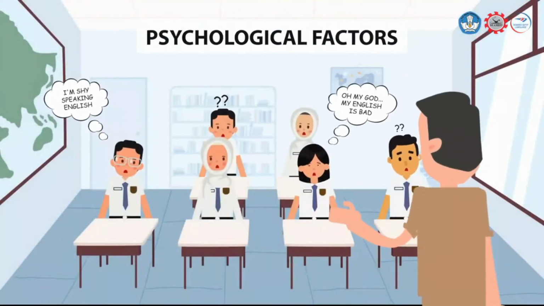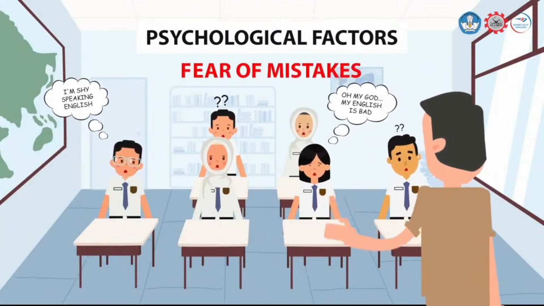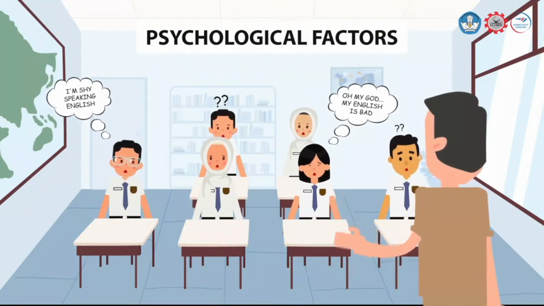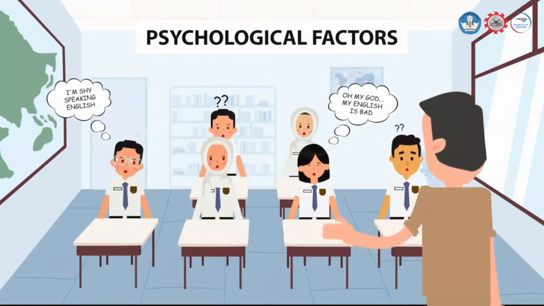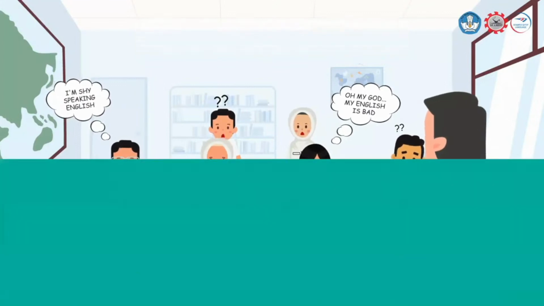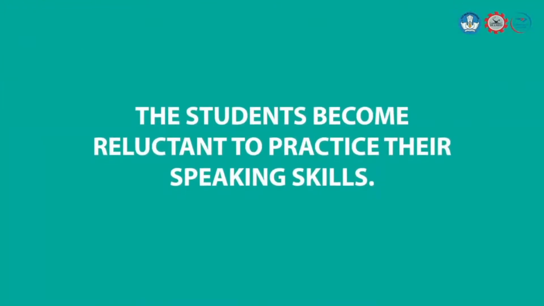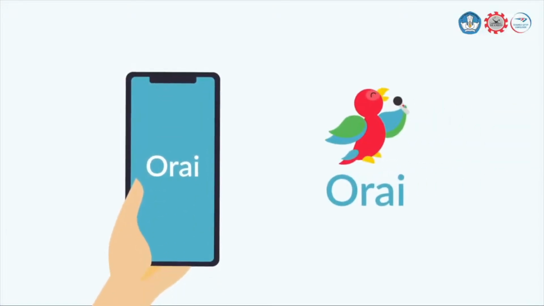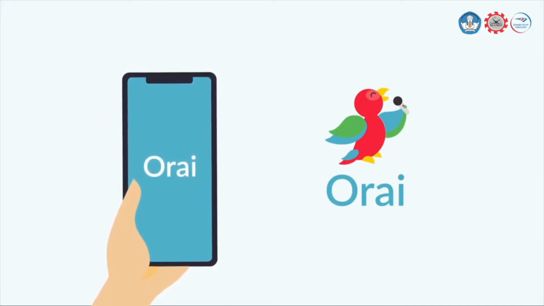Psychological factors such as shyness, fear of mistakes, anxiety, lack of confidence, and lack of motivation are some prominent factors that hinder students from speaking in the classroom. In the context of language class, the students become reluctant to practice their speaking skills. Well, the good news is, one of our colleagues, Ms. Safitri Wayuni, an English teacher in East Kalimantan, has a best practice in improving her students' speaking skills. In her case, she uses a smart application called Orai to help improve her students' speaking performance.